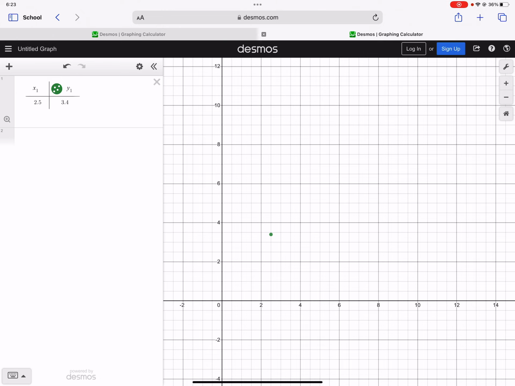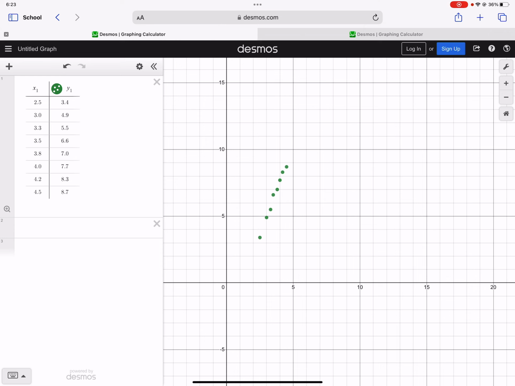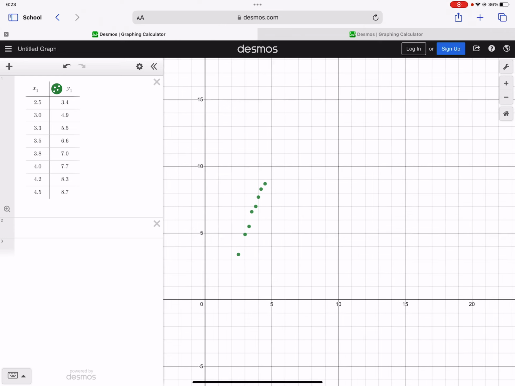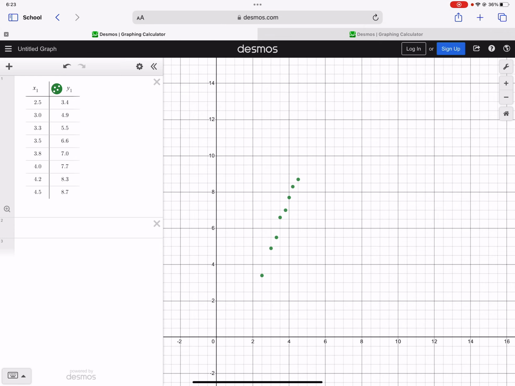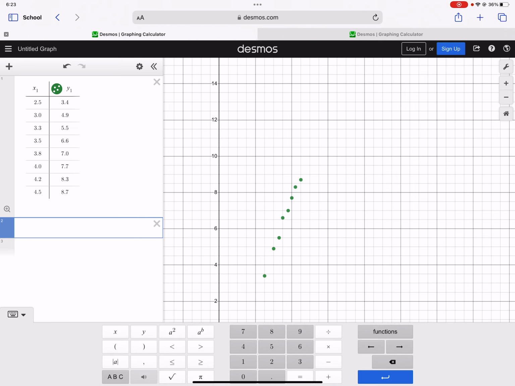I'm going to skip through plotting all of these points because it's going to take a while, and switch over to all of them already on the graph here. So the table is filled in, and we can see all 8 of the data points on the graph. I zoomed out a little bit to be able to see all of them. Now I want to enter that equation that I showed on the worksheet.